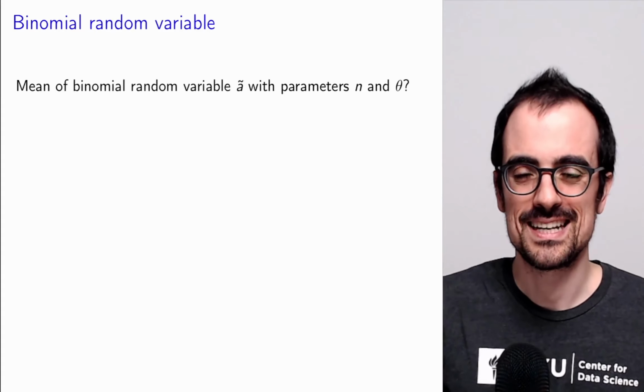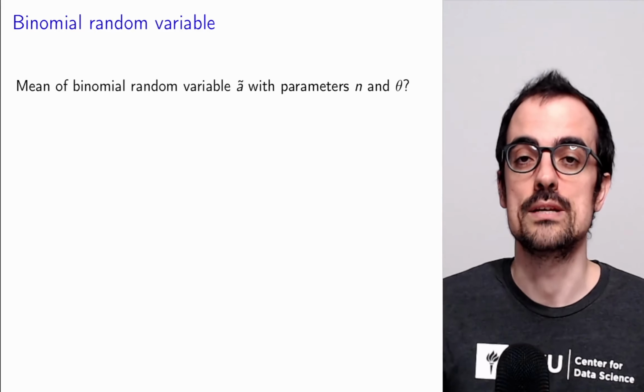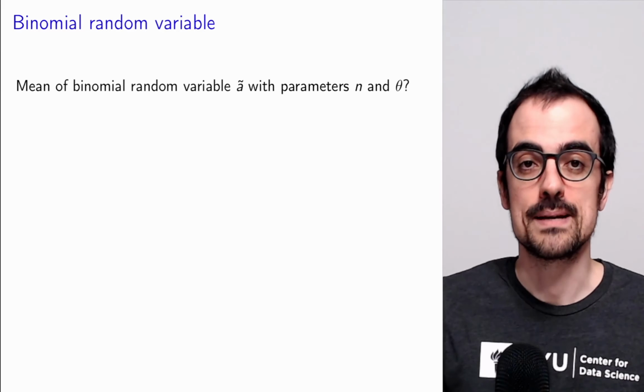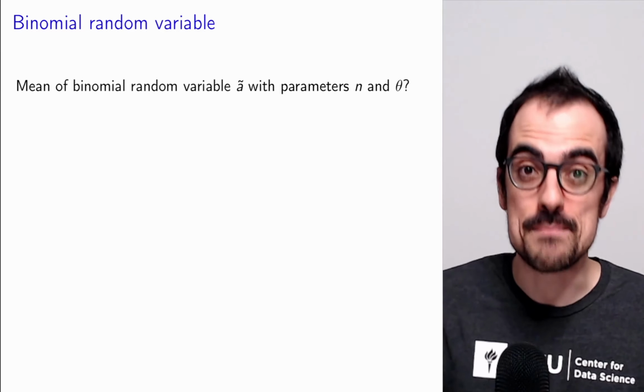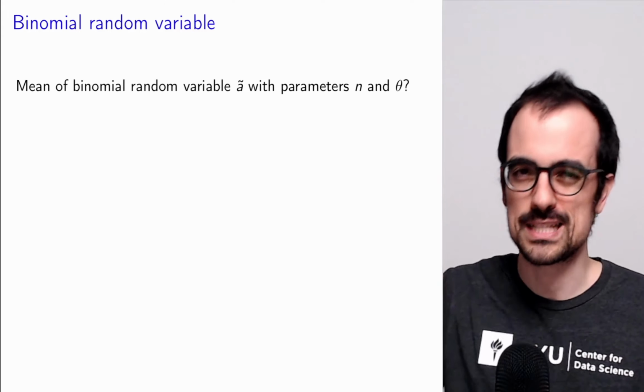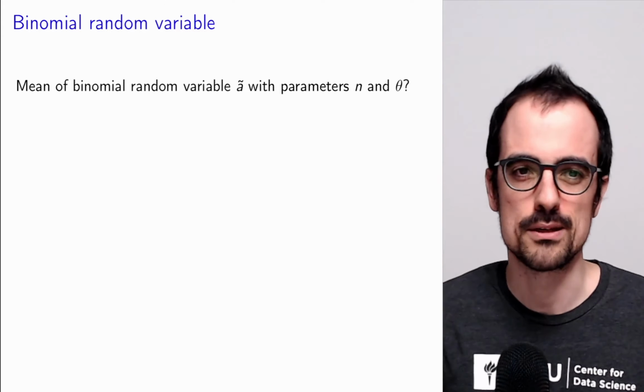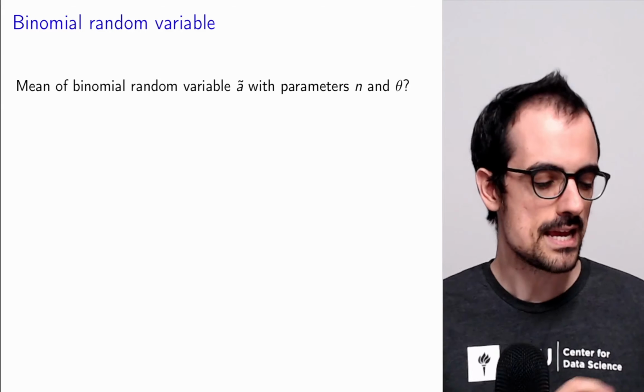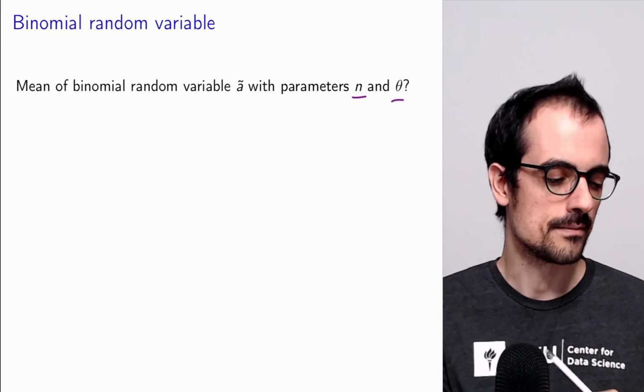For example, we're going to use this to derive the mean of a binomial random variable in a very simple way without even having to consider the PMF of the binomial random variable, which has the binomial coefficient that you might be a little bit afraid of. So what is a binomial random variable A with parameters n and theta?